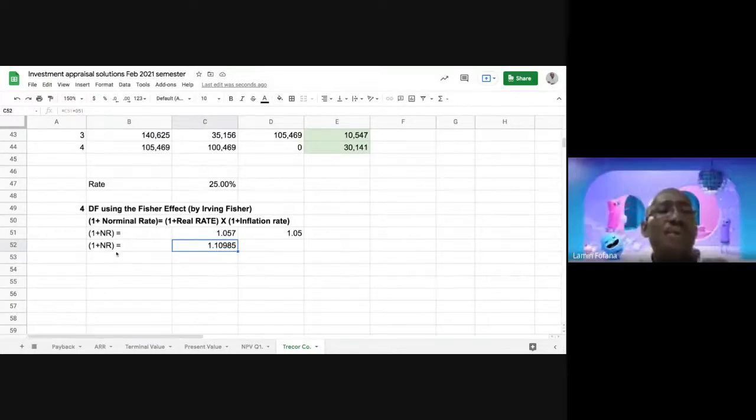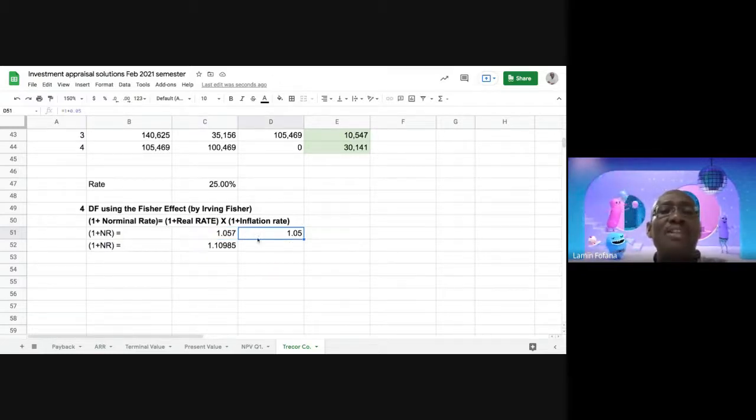According to our formula, 1 plus nominal rate is equal to 1 plus real rate multiplied by 1 plus inflation rate. We're going to find them separately. We know that our 1 plus real rate will be 1 plus 5.7%, so that's the same as 1 plus 0.057. So that's 1.057.